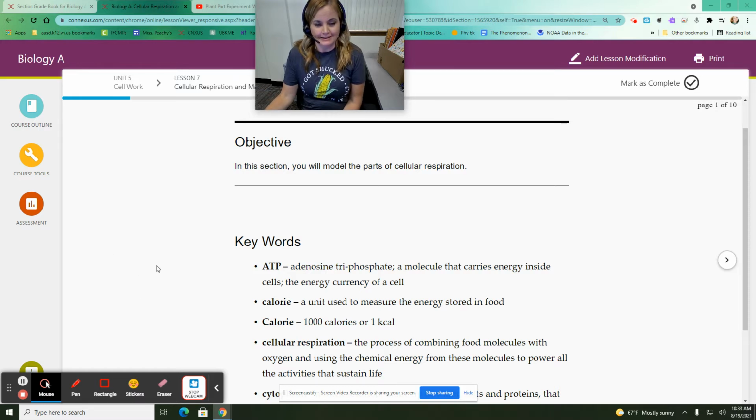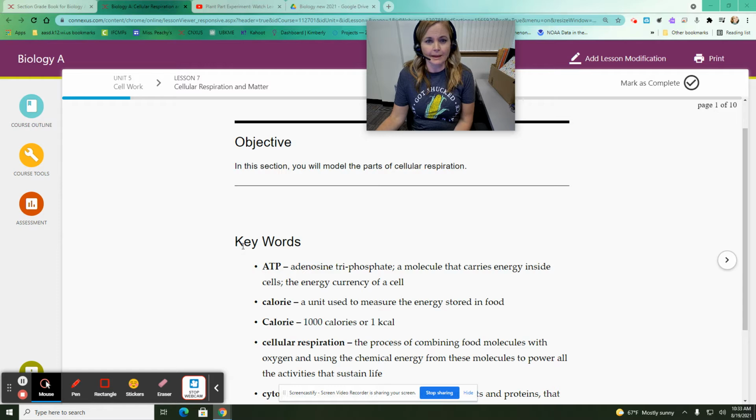In any case, we are on Unit 5, Lesson 7, and that is cellular respiration in matter. Cellular respiration is kind of a hard concept, and when you're reading through the lessons, you're going to be thinking, wow, this is really hard. So I'm hoping to simplify it a little bit for you.